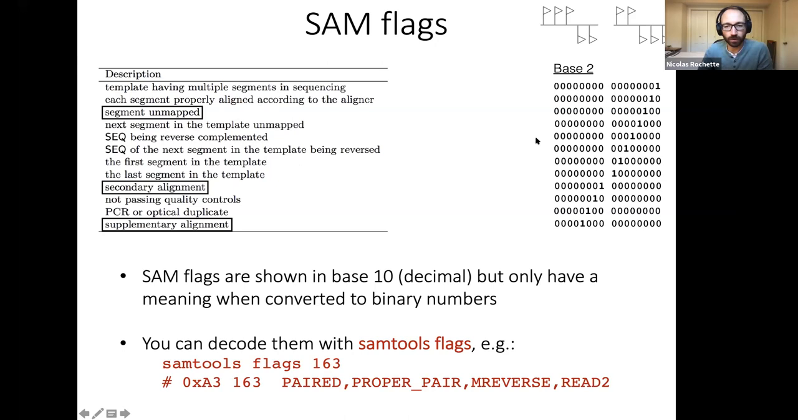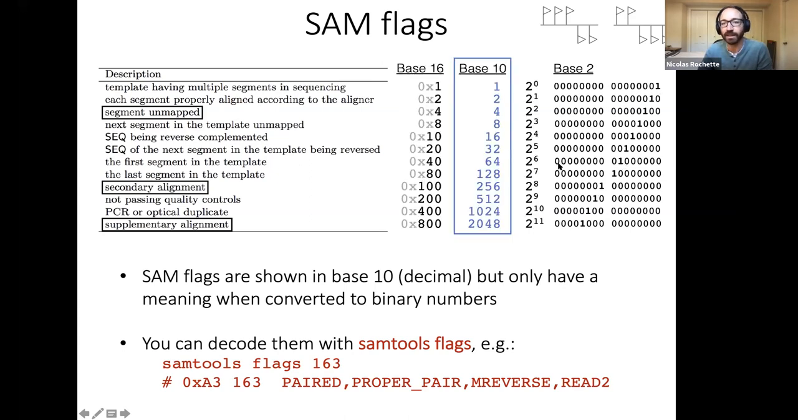And so what we're going to see with SAM flags is really that, so this is quite understandable when it's in binary format, but the SAM format lists this as base 10. So for instance, the SAM format is just going to tell us 163. And this is not meaningful. This is just an addition of numbers from this column here. So this is going to be just one number like this that doesn't directly make sense. And what makes sense would be to convert it back to binary format, and then we can see which of these flags are actually there.